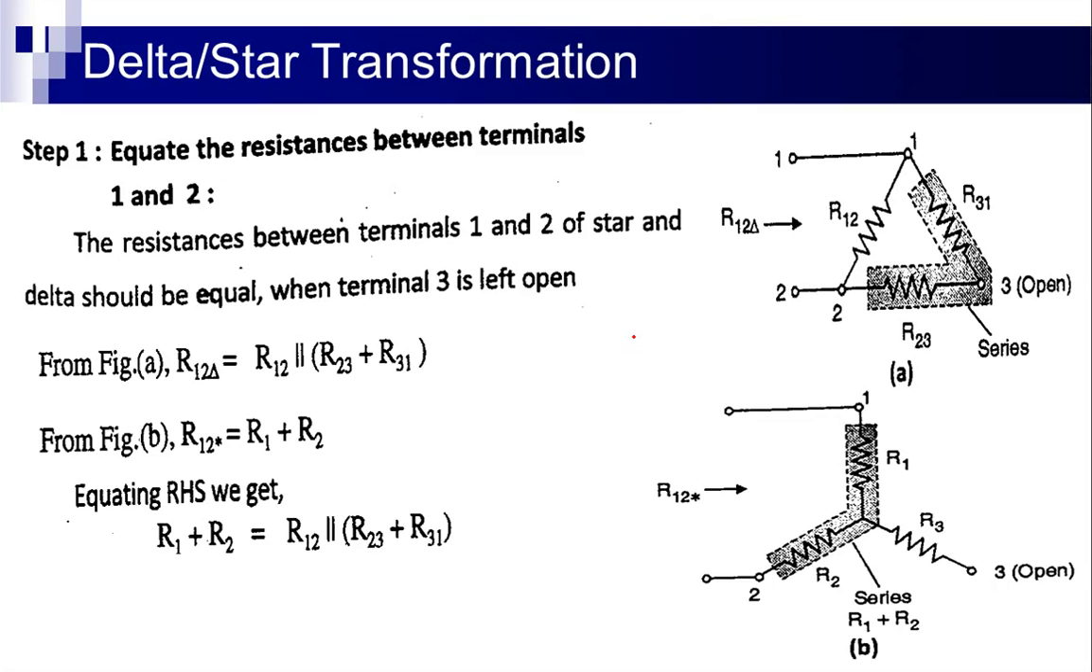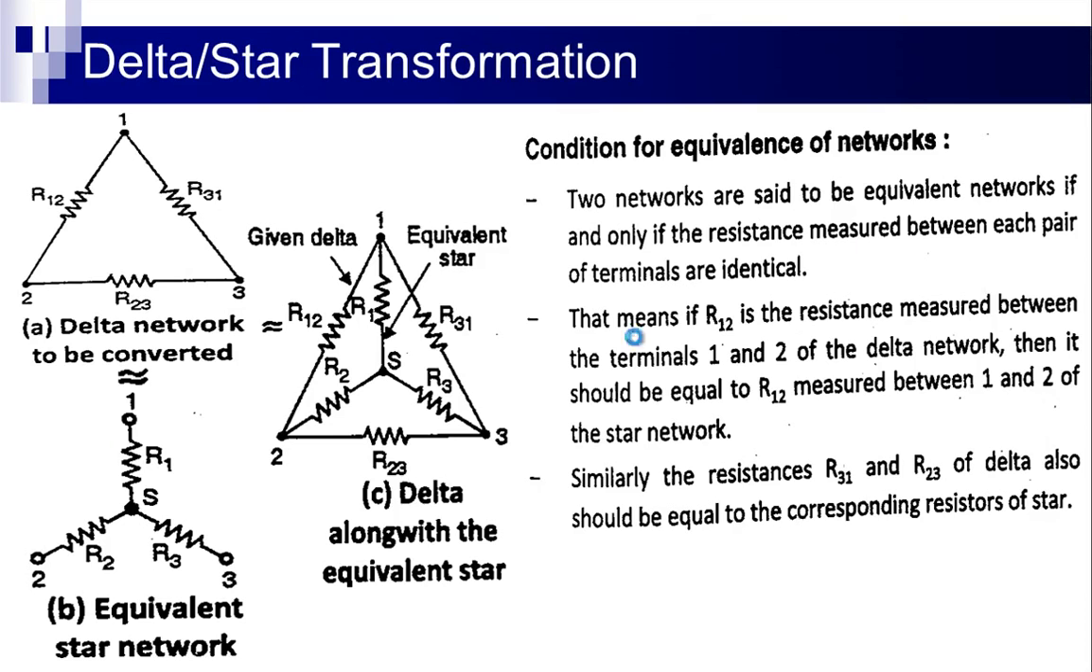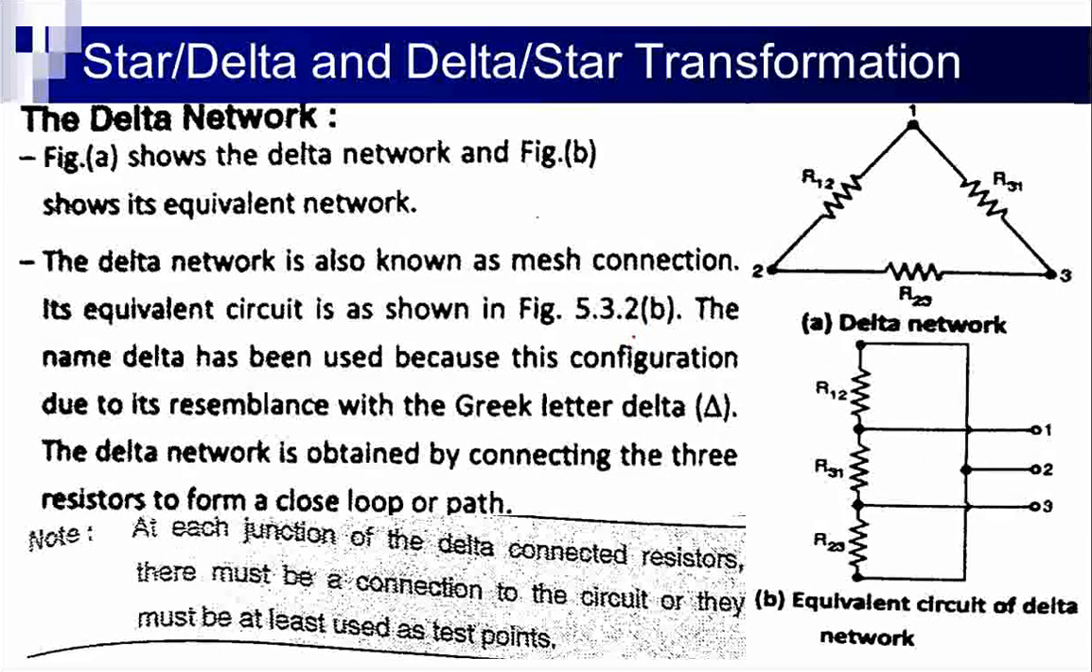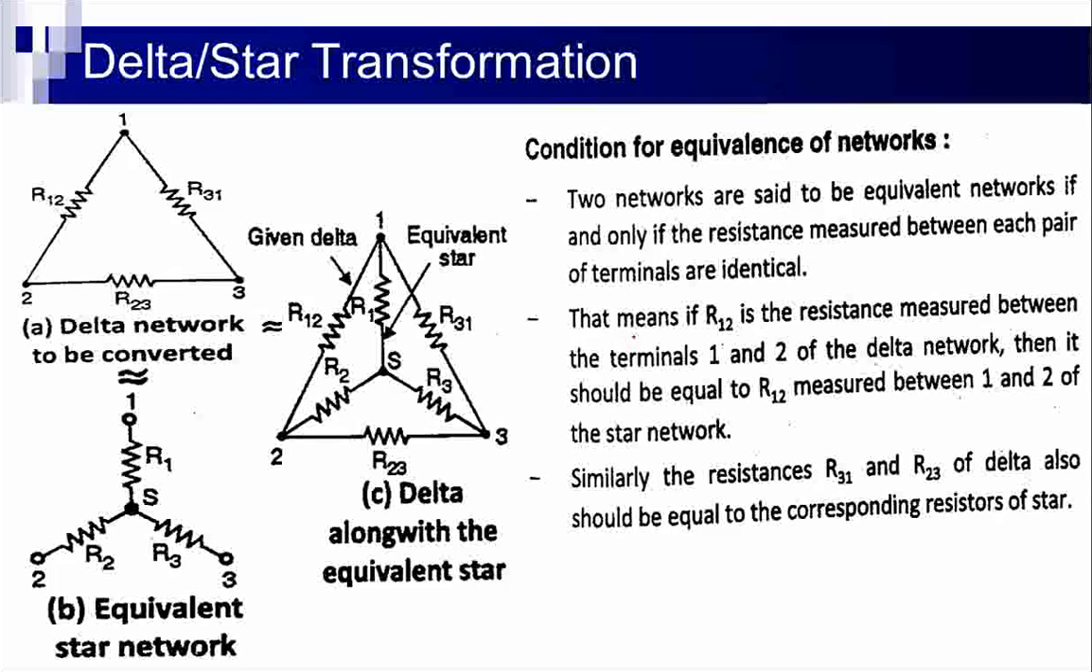Welcome to the next lecture of the subject of electric circuits. In last lecture we have discussed what is a star network, what is a delta network, and also discussed the condition for equivalence of networks for converting the given delta network into an equivalent star network.